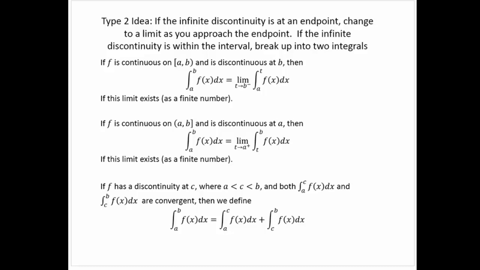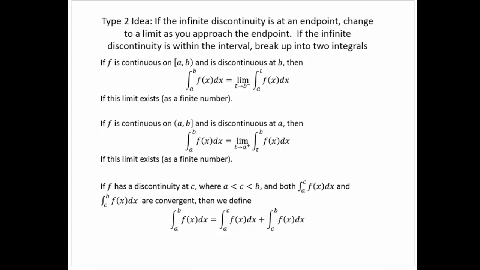Now, for the second type of improper integrals, that is, if we have an infinite discontinuity at an endpoint or at a point in between the endpoints, basically what we do is we change to a limit as we approach the endpoint. And if we have the discontinuity within the interval, we break it up into two integrals with limits that approach the endpoint.